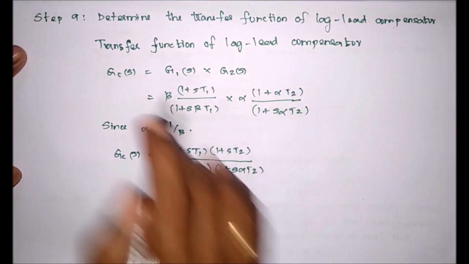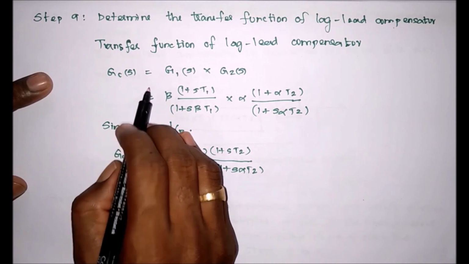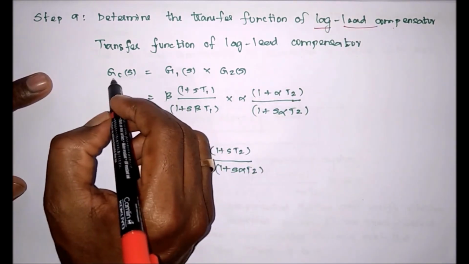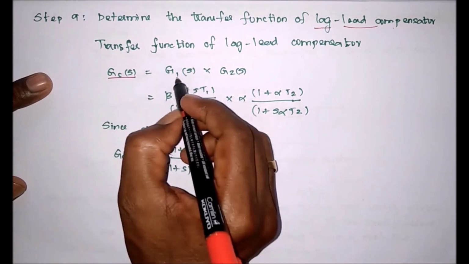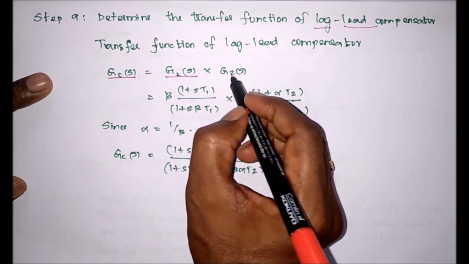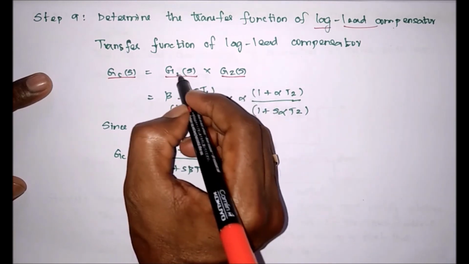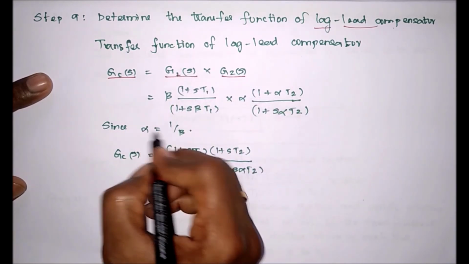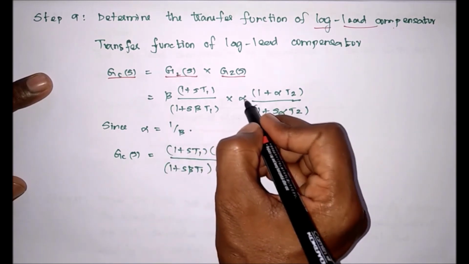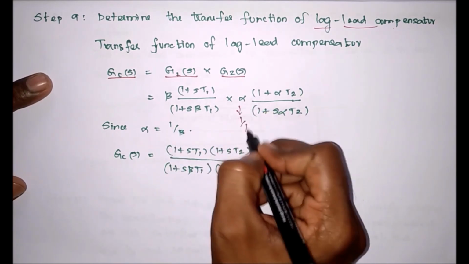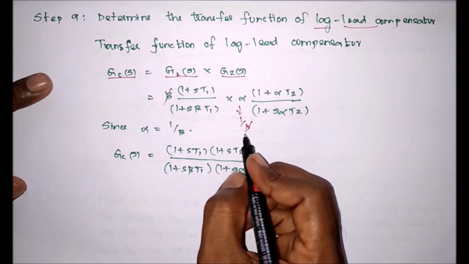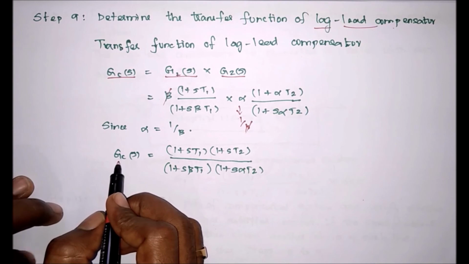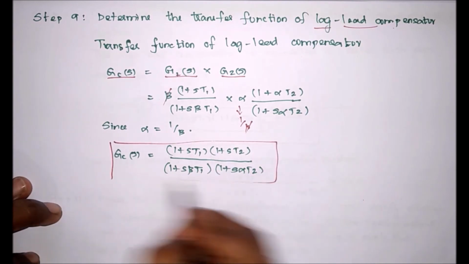After that, step 9. In step 9, we have to combine both the lag and lead compensators. We know the lag-lead compensator gain equals the gain of the lag compensator times the gain of the lead compensator, G1(S) G2(S). We have to substitute this. We already know alpha equals 1 by beta, so substituting alpha equal to 1 by beta, this beta and this beta will cancel each other. Finally, we will get the gain of the overall lag-lead compensator, GC(S), equal to this.